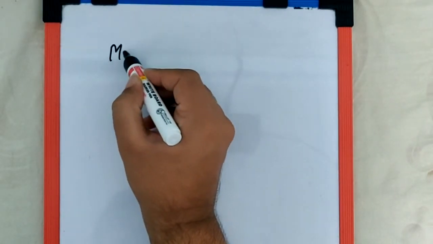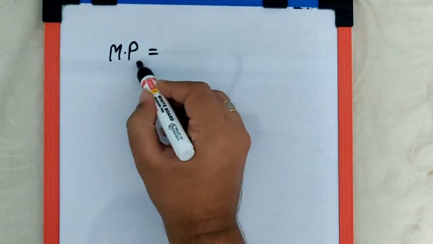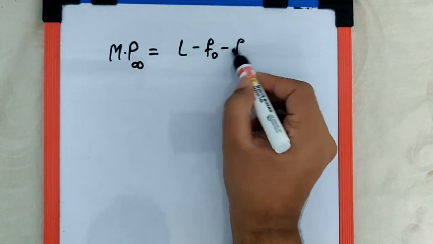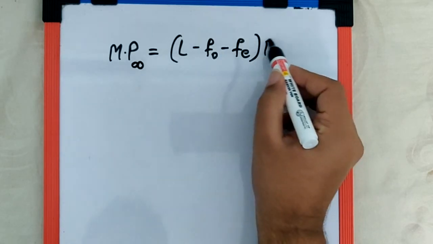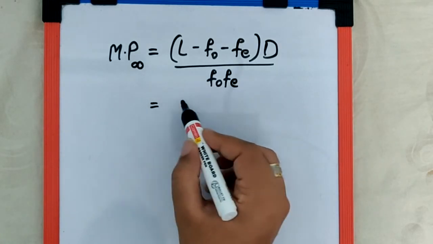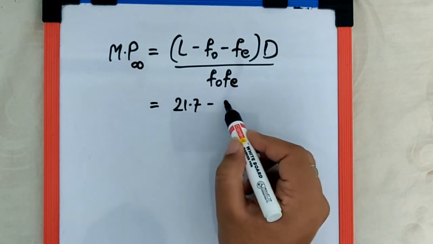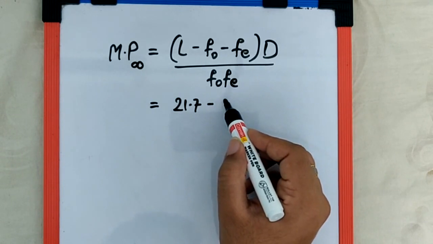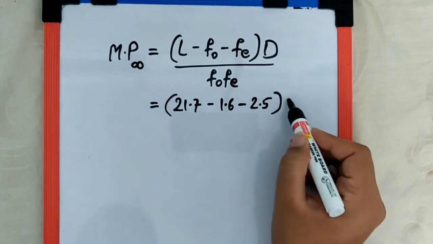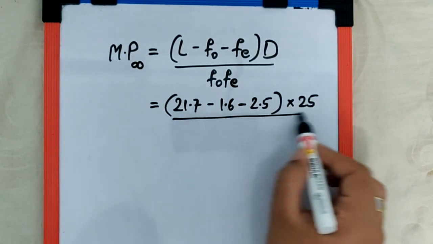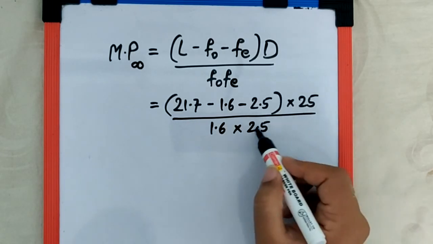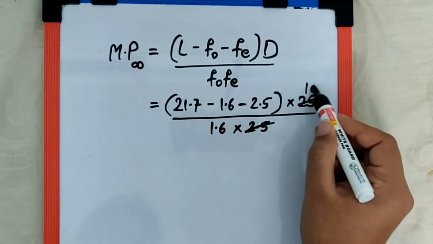Now the magnifying power for image at infinity, the formula is (L − fo − fe) times D, the distance of distinct vision, upon fo fe. Now if we substitute the values, L is 21.7 minus fo is 1.6, fe is 2.5, the whole into capital D is 25, fo again is 1.6, fe is 2.5. So it's like 2.5 times 10 is 25.